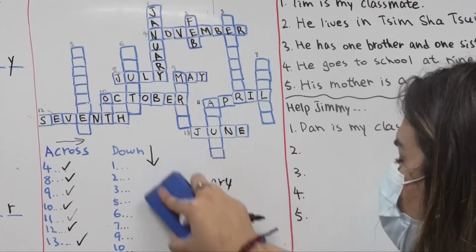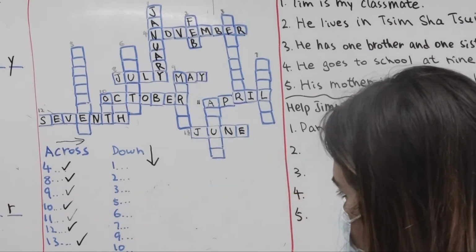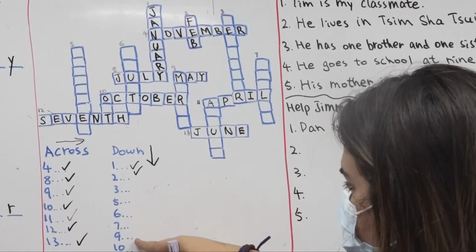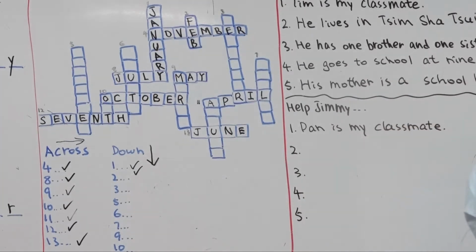Can you do the rest of it by yourself? So we are done with 1 and 2, right? So how many are there? 1, 2, 3, 4, 5, 6, 7. All right, the rest of the 7 you can do by yourself. Your time starts now.